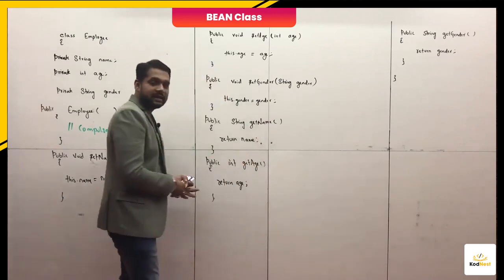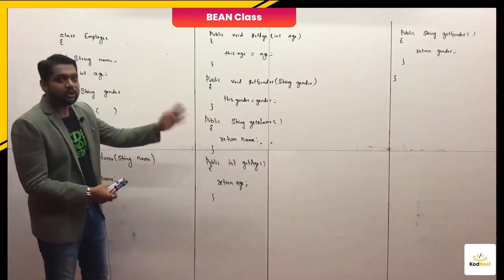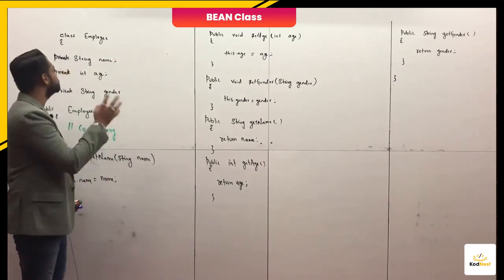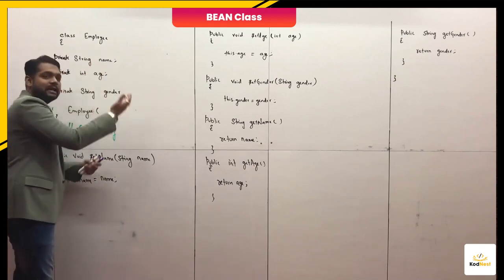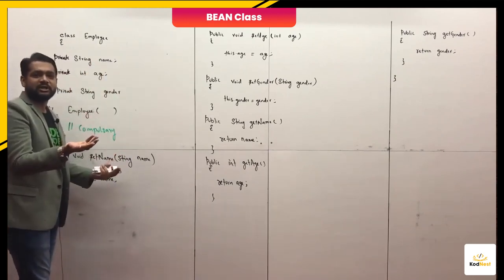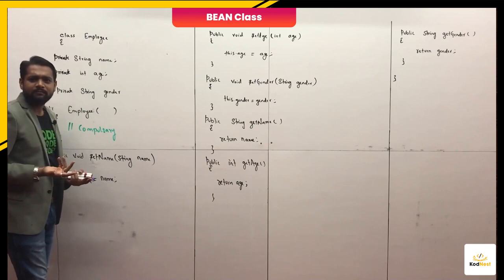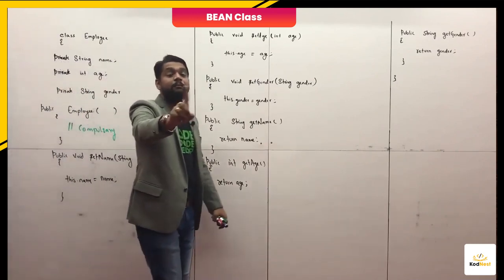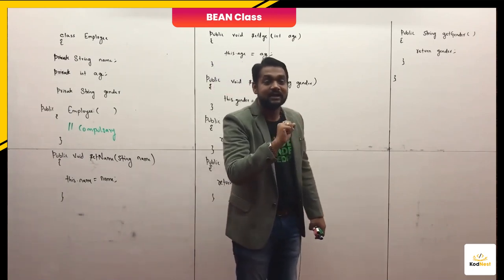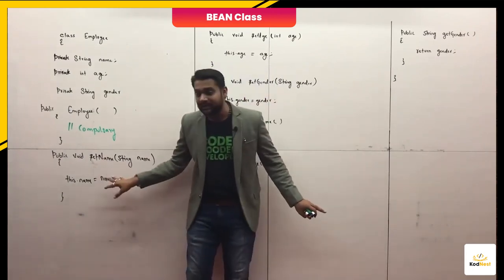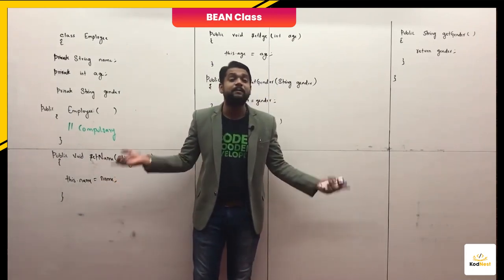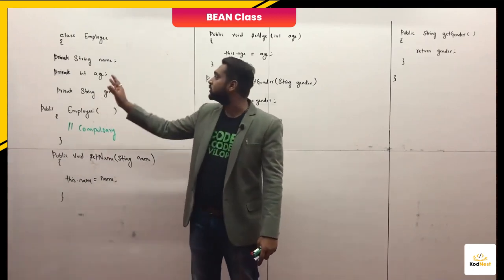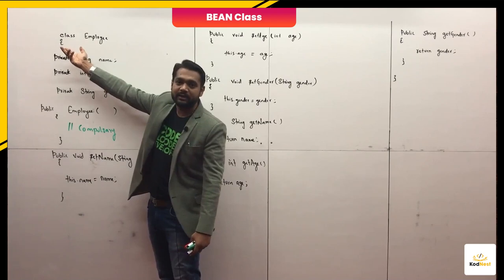Now whatever you are seeing here, you can call this a Pojo class also. Why? Because a Pojo class will have data members and getters and setters with no restrictions. Every bean class is a Pojo class, but every Pojo class is not a bean class. I repeat, every bean class may be called a Pojo class, but not every Pojo class can be called a bean class, because in a Pojo class it need not be private.